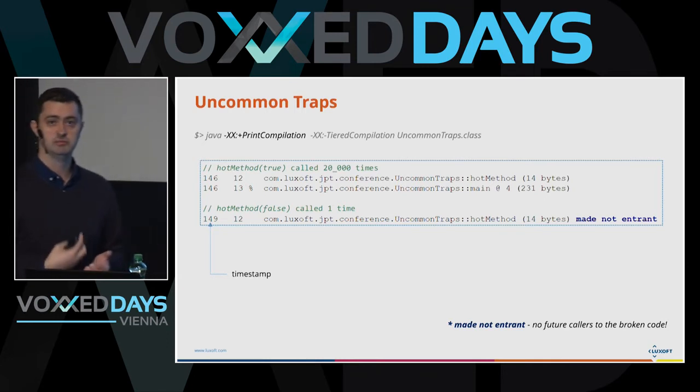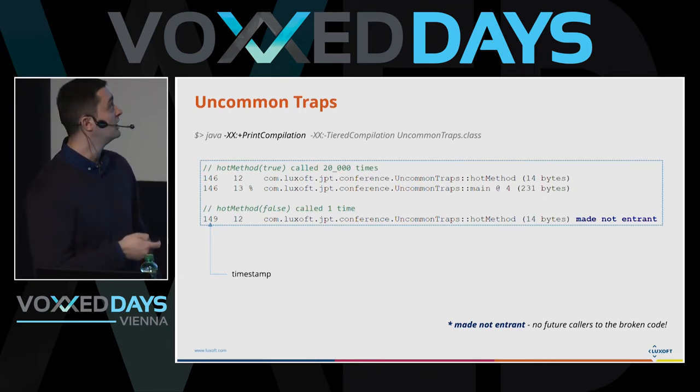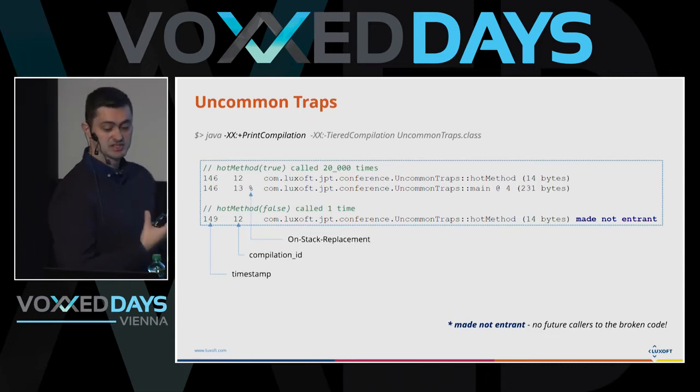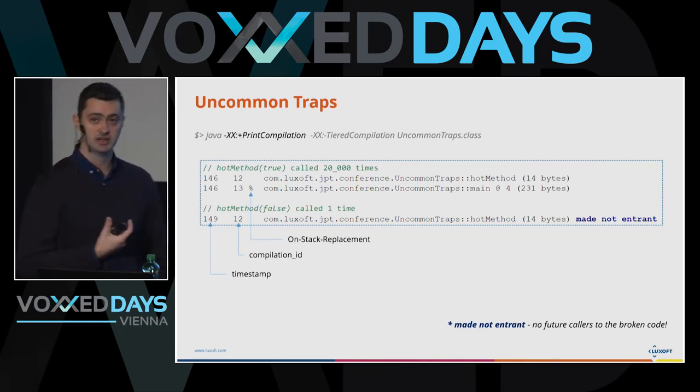It's mainly the number of milliseconds since the JVM has started. The second one is mainly a compilation ID for the just-in-time compiler. The third one, that percentage, stands for on-stack replacement.